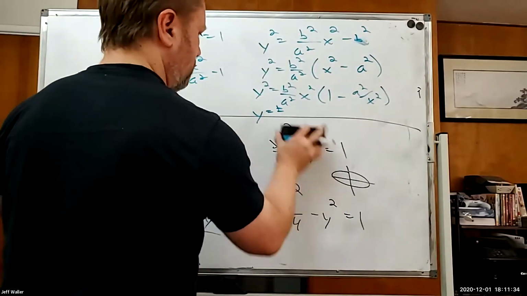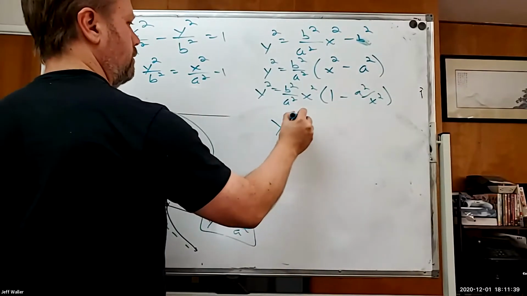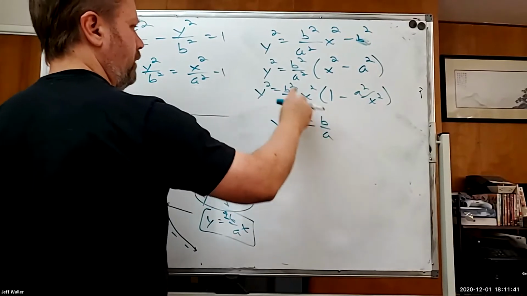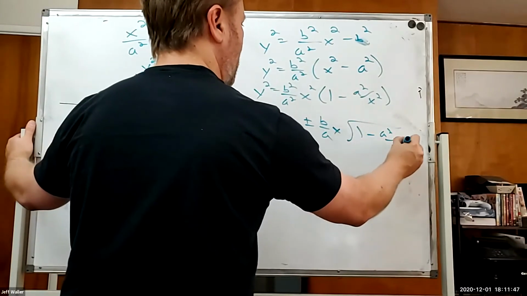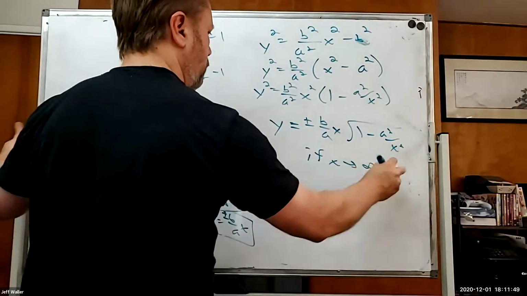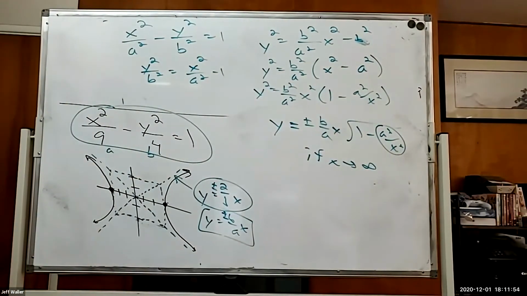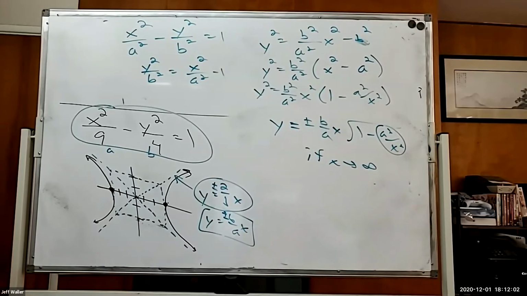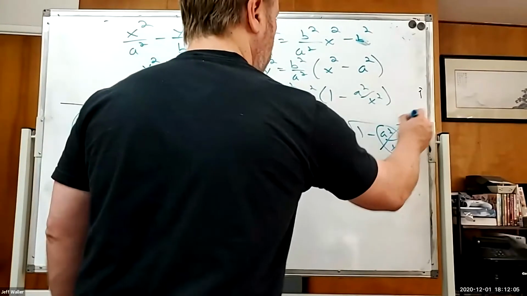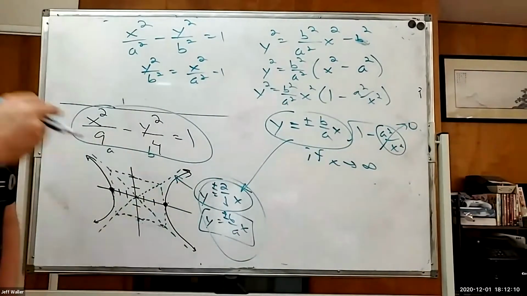Let me give myself some more room. So square root of b squared over a squared is b over a. Square root of x squared is x. Square root of this thing. Now, what happens if x goes to infinity? What happens to this? Let the bottom get really, really big. The whole thing goes to what? Approaches 0? Yeah, remember that? So isn't this square root of 1? Isn't this just this, which is exactly what we saw that it was?